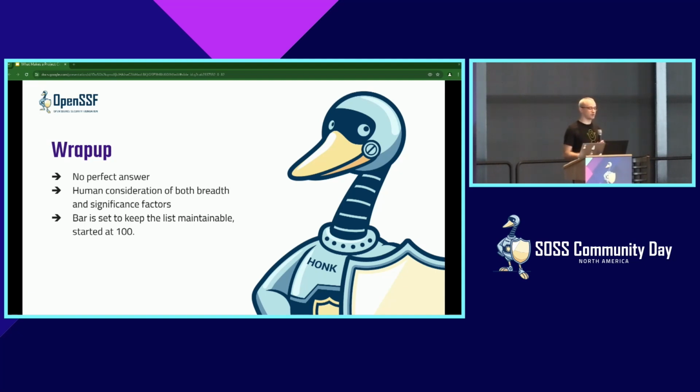We started with a goal of about 100, but that grew a bit more, but we still want to keep the list maintainable. So around the hundreds is the bar that we set. If we set a lower bar, we'd end up with 10,000 projects that we decided are critical, and we wouldn't be able to go through them all and have this kind of discussion.